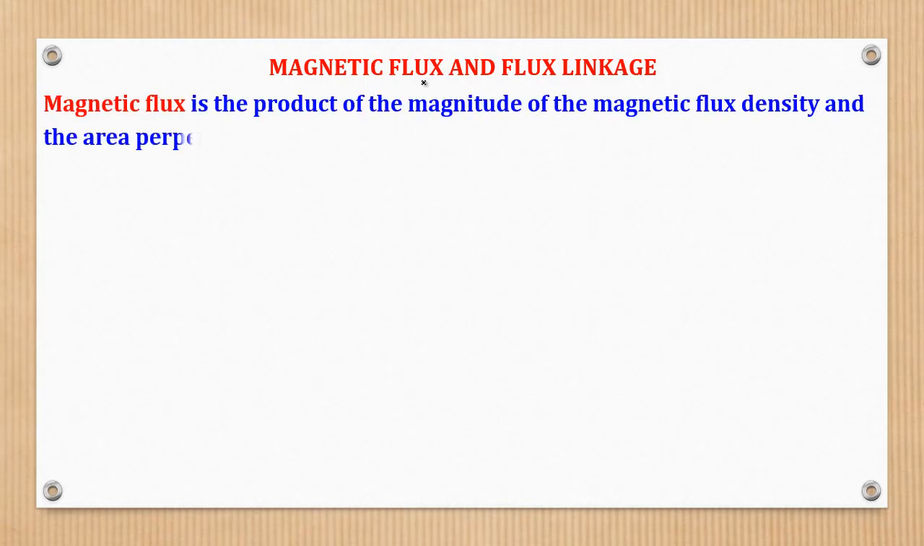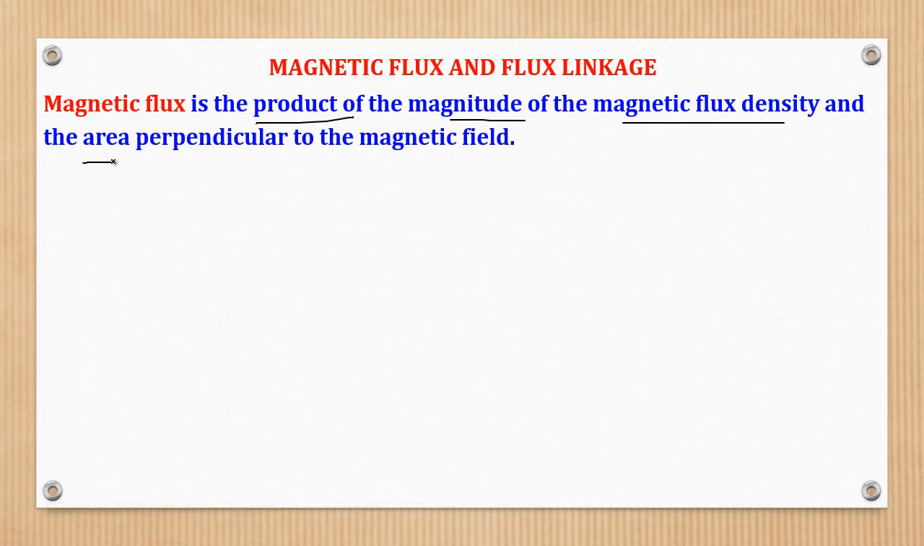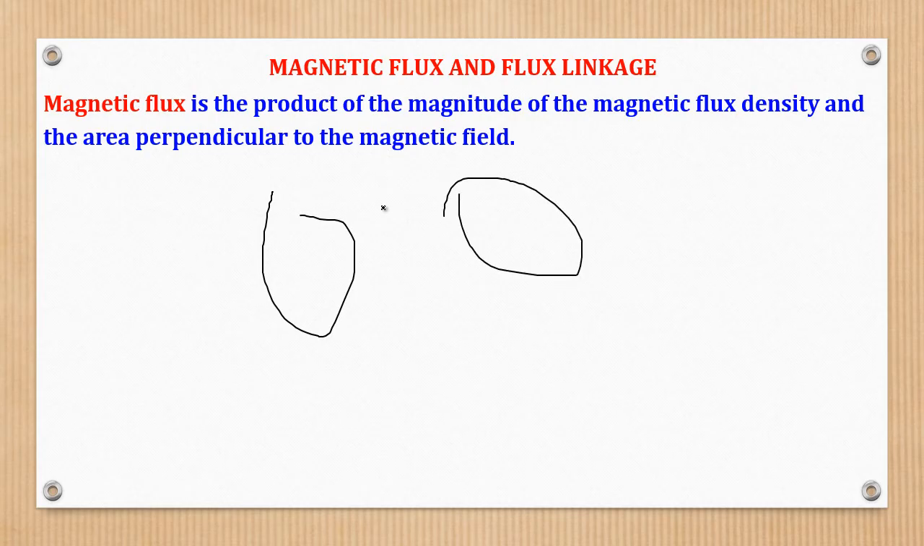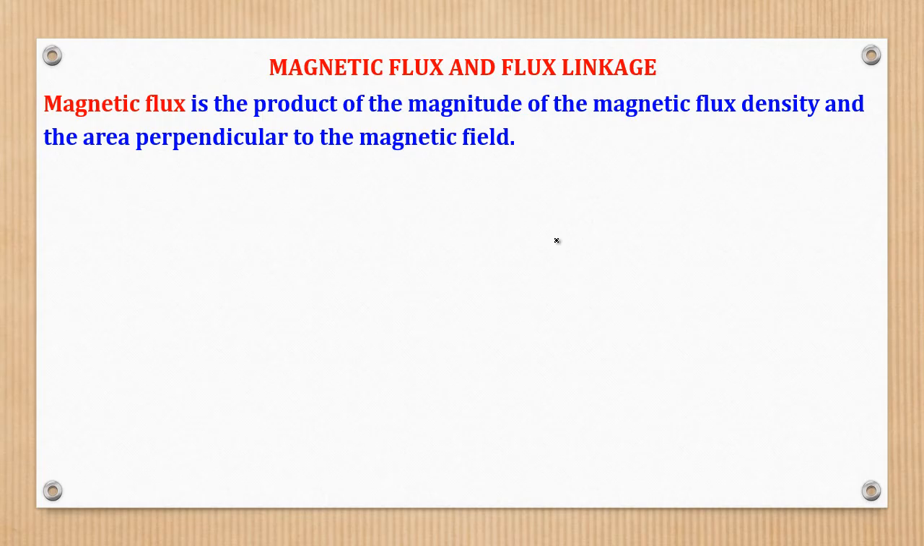Magnetic flux is simply the product of the magnitude of the magnetic flux density and the area perpendicular to the magnetic field. We are saying area perpendicular because sometimes the field and the area may be at an angle to the horizontal. That's why we say area perpendicular to the field.